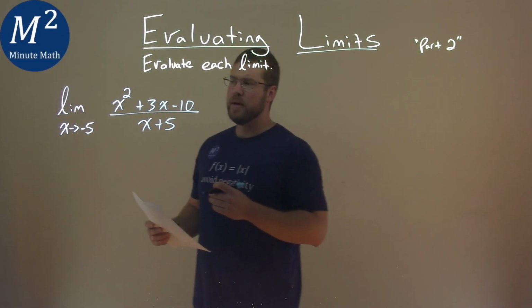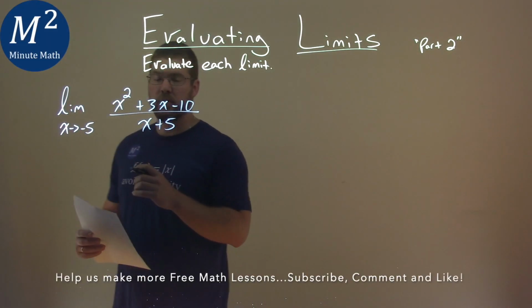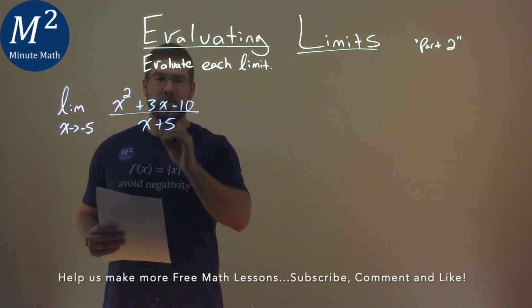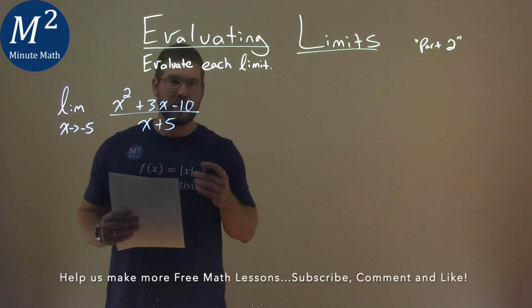We're given this problem right here, the limit as x approaches negative 5 of x squared plus 3x minus 10 over x plus 5. We've got to evaluate this.